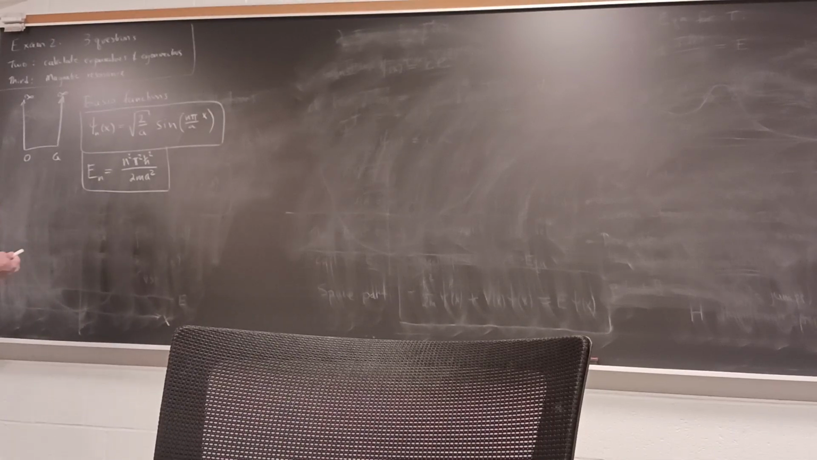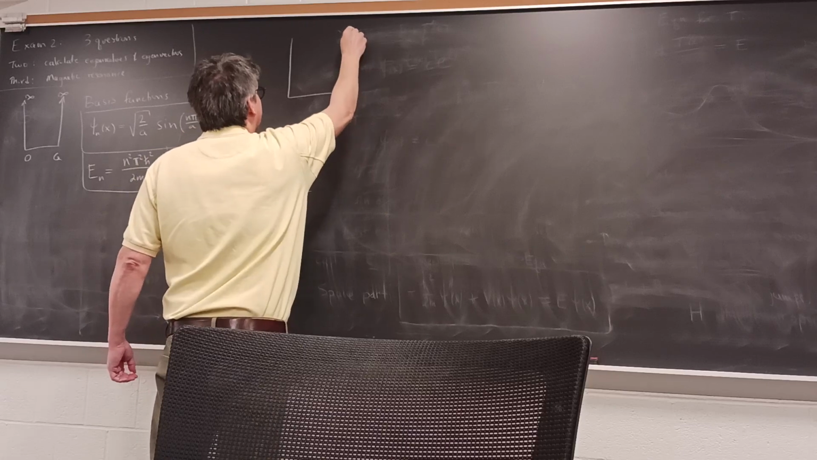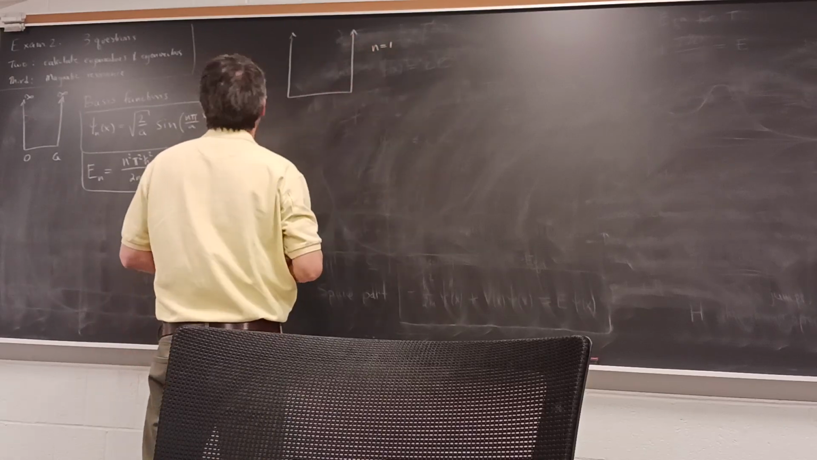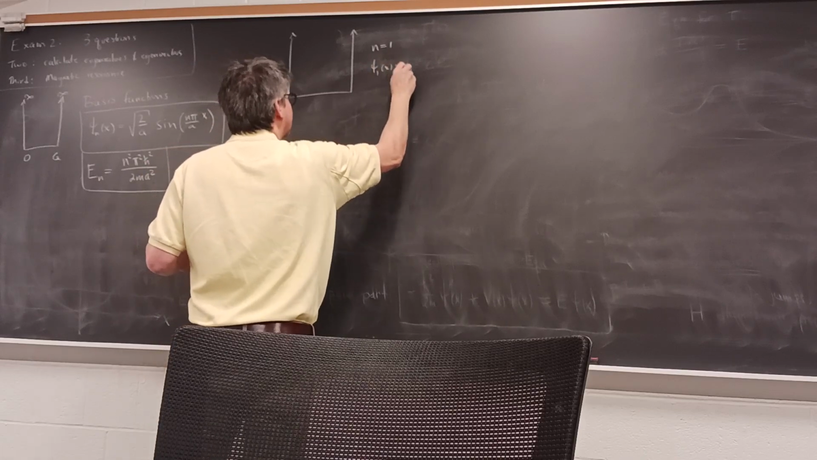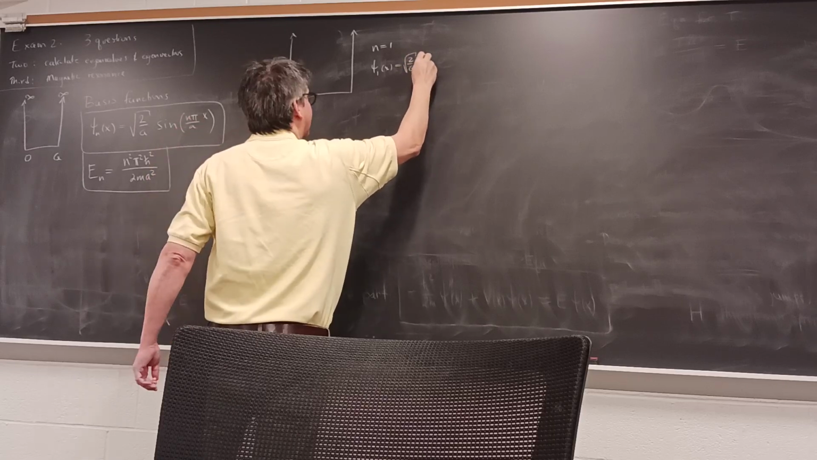so let's draw some of the first few base states. So let's look at n equals 1. So for n equals 1, psi 1 of x is square root of 2 over a times sine pi x over a.